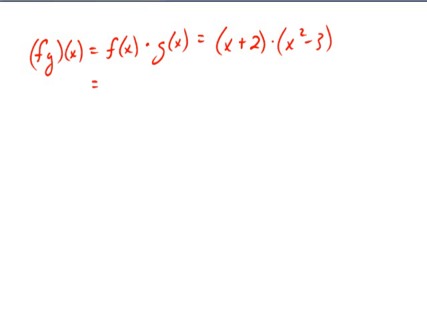I can FOIL this out, multiply together. X times x squared is x cubed. X times negative 3 is negative 3x. 2 times x squared is 2x squared. And 2 times negative 3 is negative 6. And if I wanted to, I could rearrange the terms in decreasing order. X cubed plus 2x squared minus 3x minus 6.